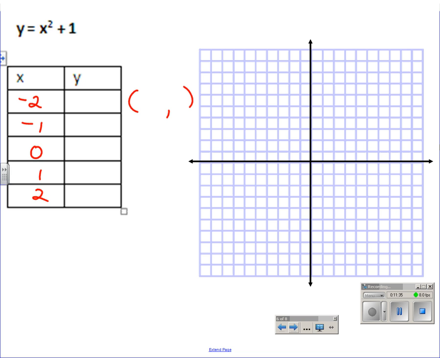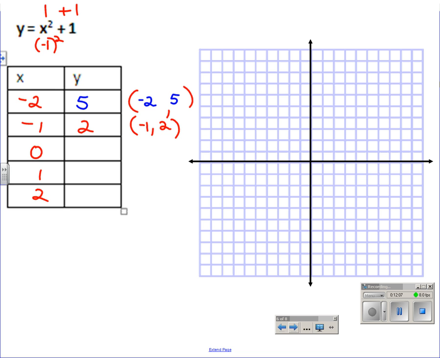All right, so I'm going to start by working this out. I'm going to put a negative 2 in for x. So if I do negative 2 squared, well, negative 2 times negative 2 is positive 4 plus 1 equals 5. So my y would be 5. So it's negative 2 comma 5. All right, let's put a negative 1 in there. So negative 1 squared. Negative 1 times negative 1 is positive 1 plus 1 is 2. So my next point is negative 1 comma 2.